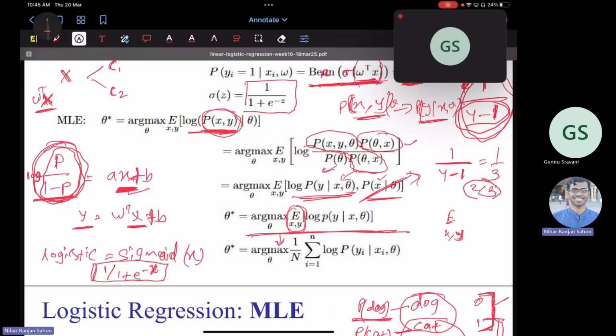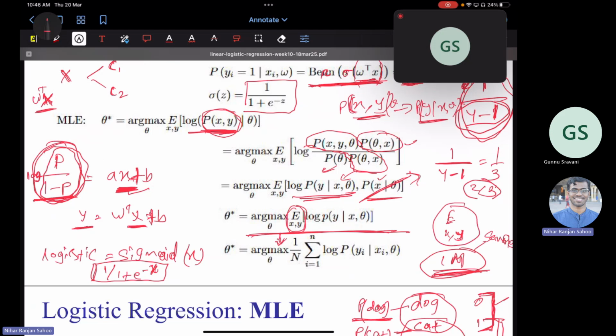But the true distribution of xy is never given to us. Even in the real world we never know the true distribution of xy, we only know the sample distribution. Whatever data we have, even if it's 1 million data points, is a sample. So we always try to estimate the parameter, or maximize the likelihood of the parameter, using the sample distribution. This is called the sample distribution.